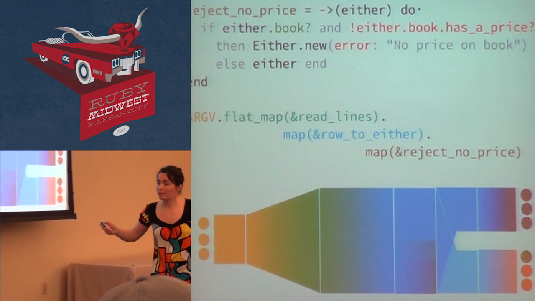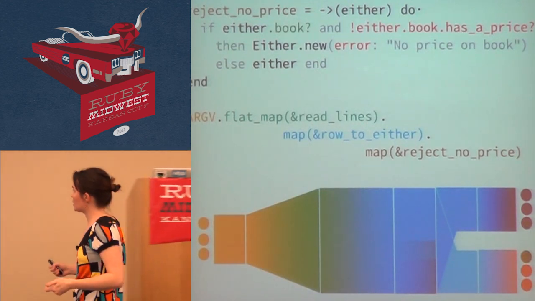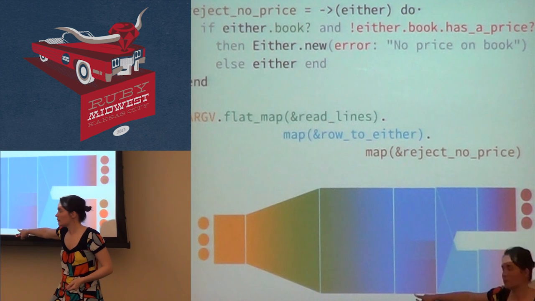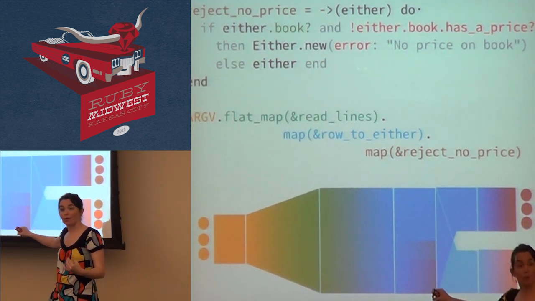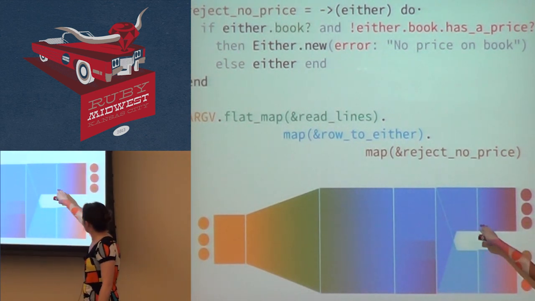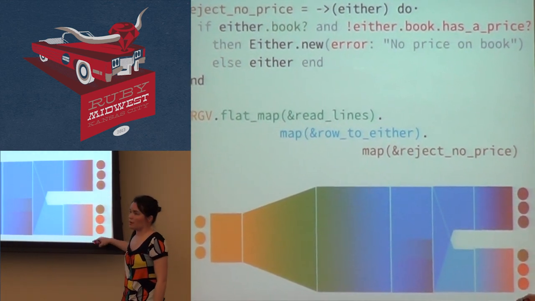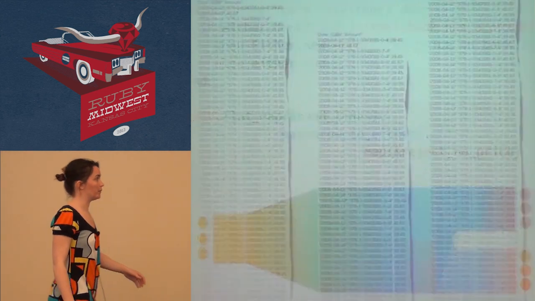And now, my pipeline looks pretty cool. I'm still going to split it into two, but I added this piece right here. And this is the reject no price piece. Because for my purposes, a book without a price is an error, but only for these purposes. And what that let me do was keep the book with no ISBN, and I've reduced the number of errors. I've got more information than I had before.